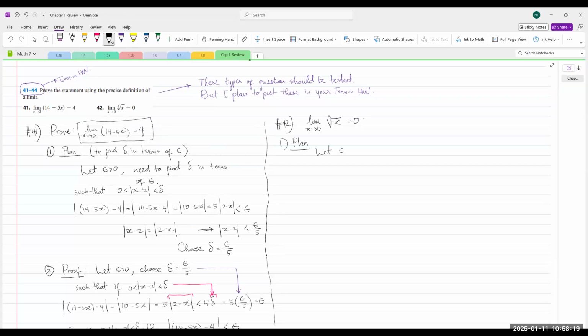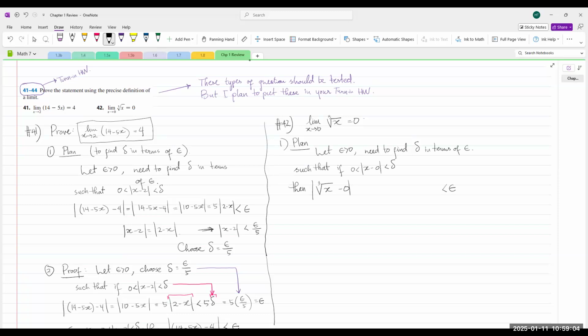Let epsilon be positive. We need to find delta in terms of epsilon such that if the absolute value of x minus 0 is less than delta but not 0, then the absolute value of the cube root of x minus 0 is less than epsilon.